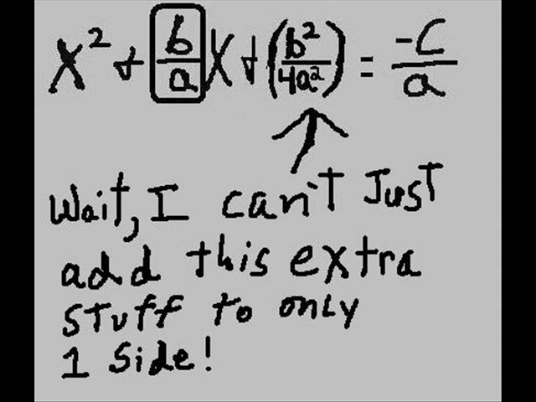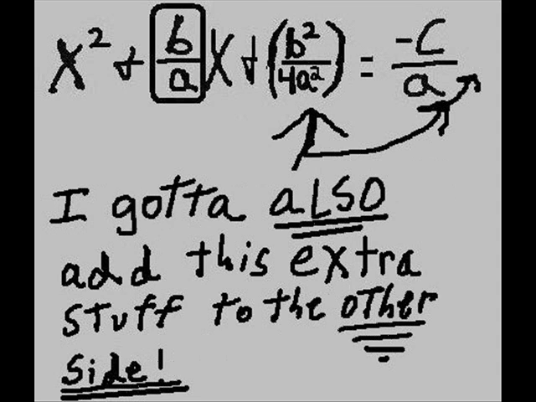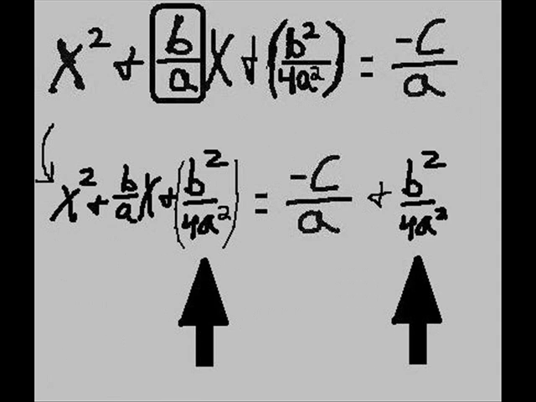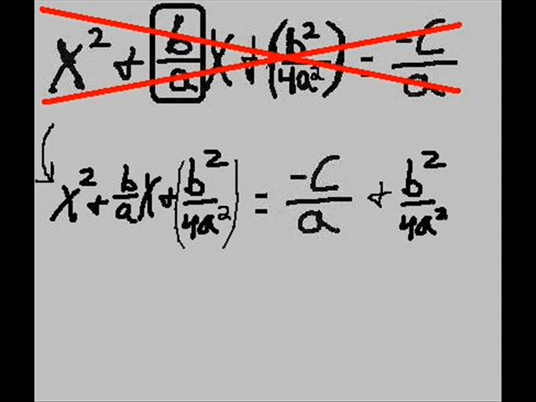But wait a minute, I can't just add this extra stuff to only one side. I'll screw up the whole equation. I gotta also add this extra stuff to the other side. So I just did it. I added b squared divided by 4a squared to both sides. You can see it on both sides now. Oh boy. Now what do I do?